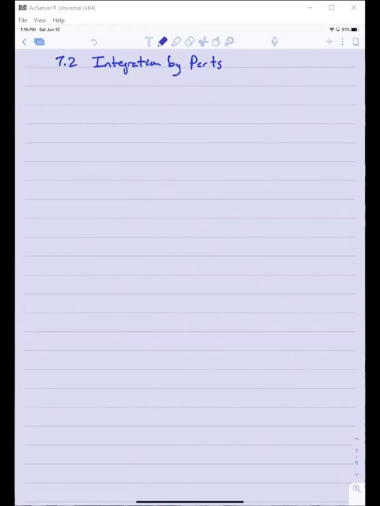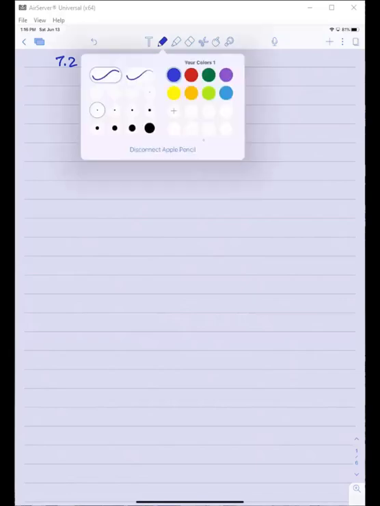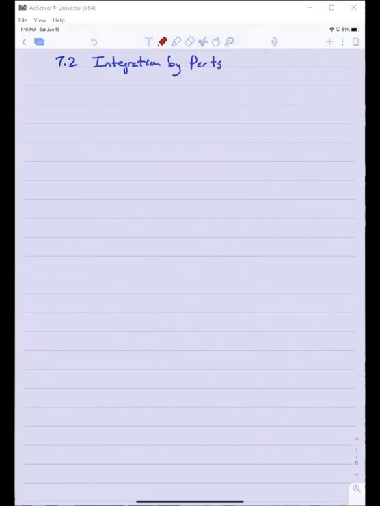Section 7.2, integration by parts. Okay, before we get started with section 7.2, let's just do a quick preview of chapter 7 and a look back to what we know so far about integration.